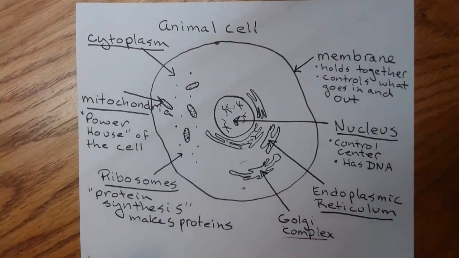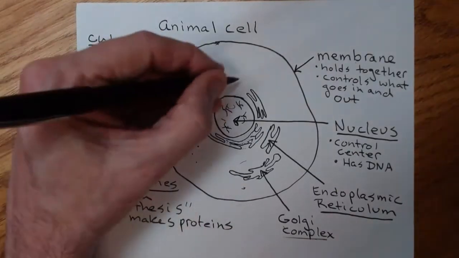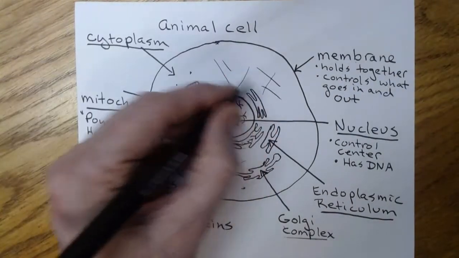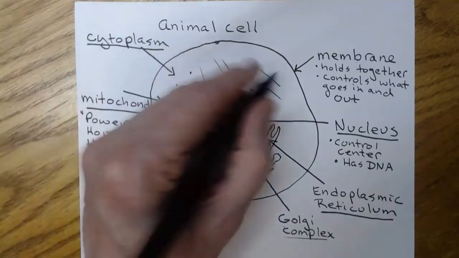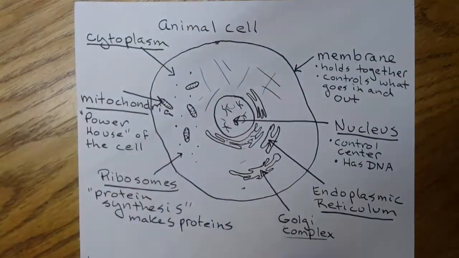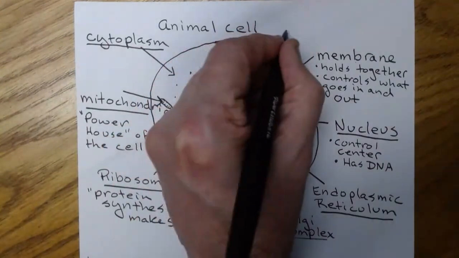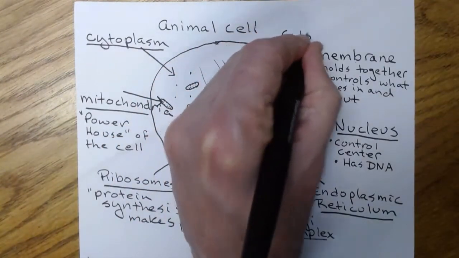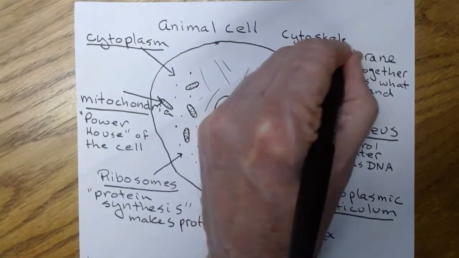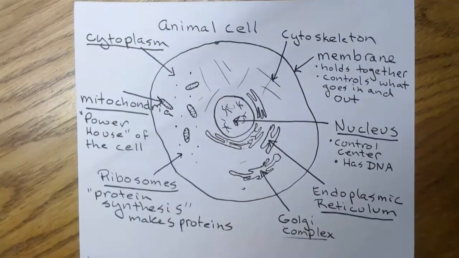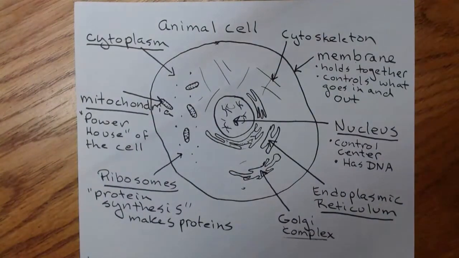Oh, I forgot to put the cytoskeleton, didn't I? These networks of filaments and stuff kind of give it the structure. And by the way, the membrane is kind of encased in this cytoskeleton that holds the membrane together and gives it structure too. So I don't want to forget that. Cytoskeleton. And there are the microtubules and microfilaments and stuff made of protein, little strands of protein.